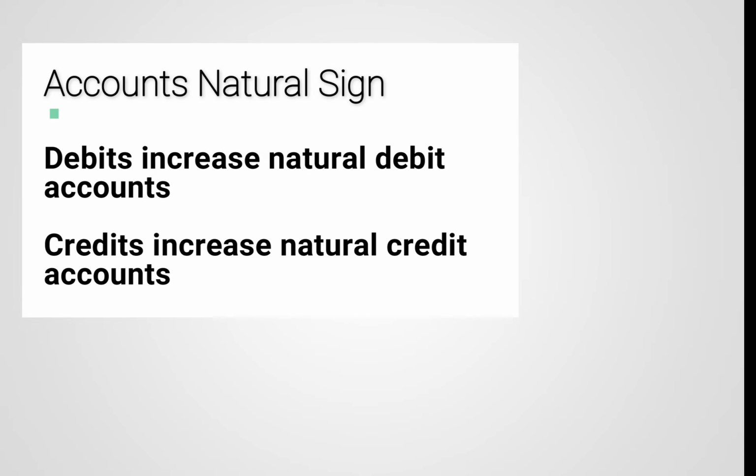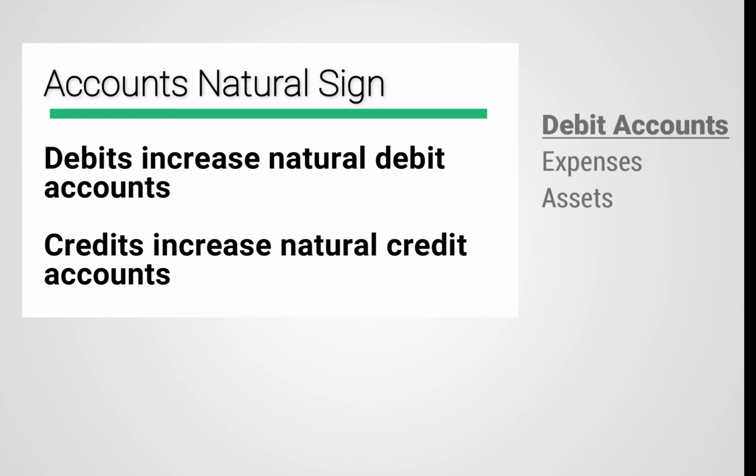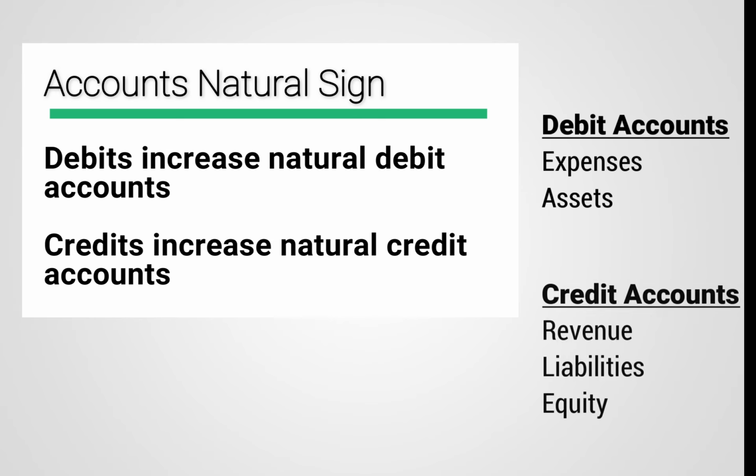So let's go a level down with debits and credits. What type of account is a debit? What type of account is a credit? What do debits and credits do to those accounts? Well, there are certain accounts that have a natural sign that's a debit, and certain accounts that have a natural sign that is a credit. Natural debit balances are going to be your assets and your expenses. Your accounts that have a natural sign of a credit will be revenue, liabilities, and equity. They're naturally going to be a credit balance.